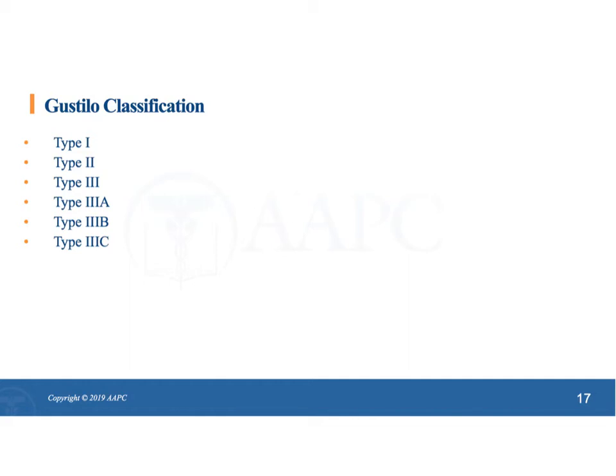Type 3C, fracture in which there is a major vascular injury requiring repair for limb salvage. Fractures can be classified using the MESS, which stands for Mangled Extremity Severity Score. In some cases, it will be necessary to consider BKA, which is below the knee amputation, following the initial tibial fracture.